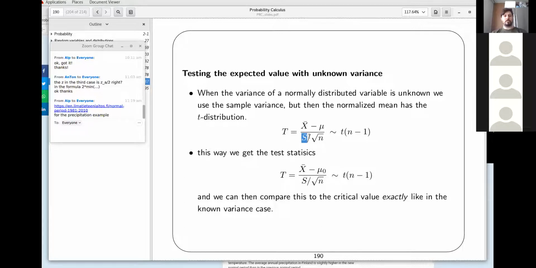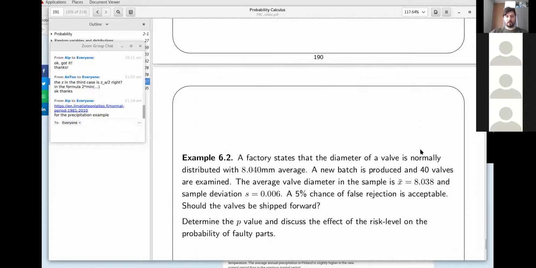So we get a test statistic here. We calculate it just as before. It's basically the same formula, except we're using the s instead of the sigma. But now we don't compare it to the N(0,1) distribution, we're comparing it to the t with n-1 degrees of freedom distribution. And nothing else changes here. So this is a test statistic as before.